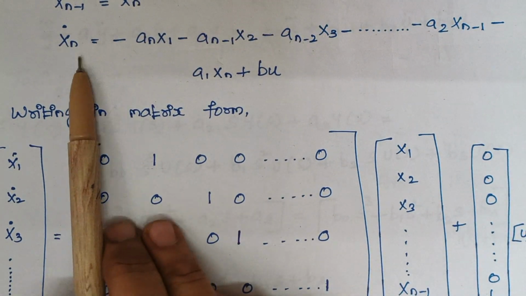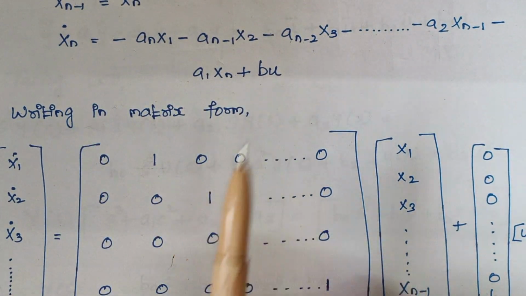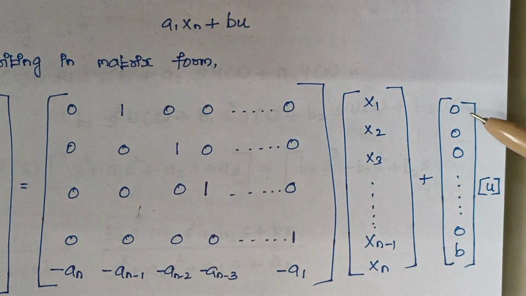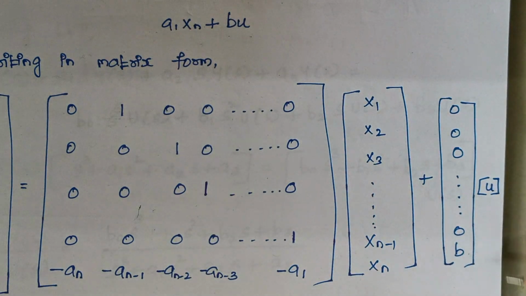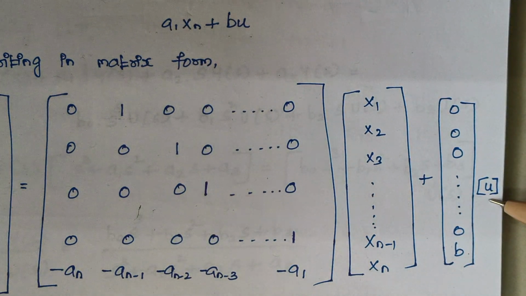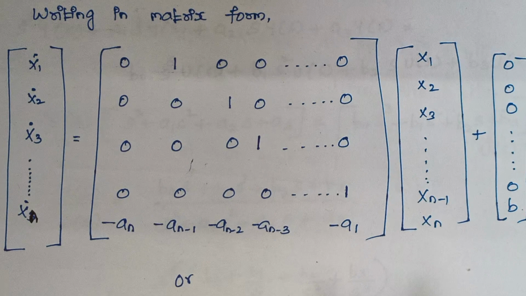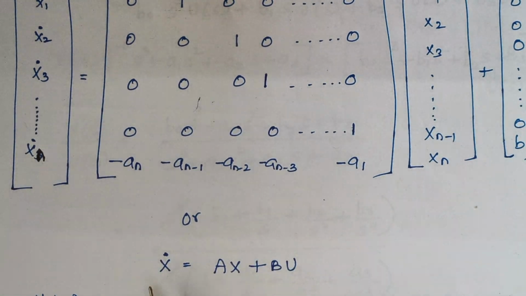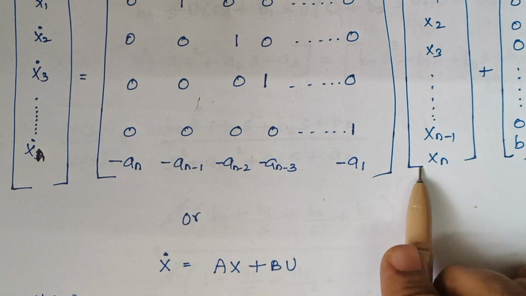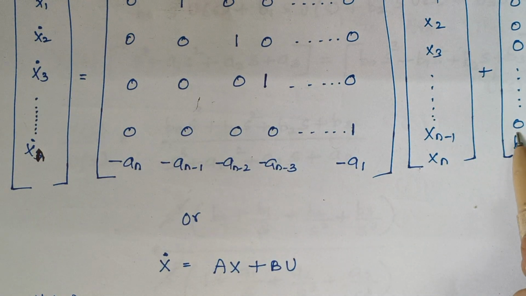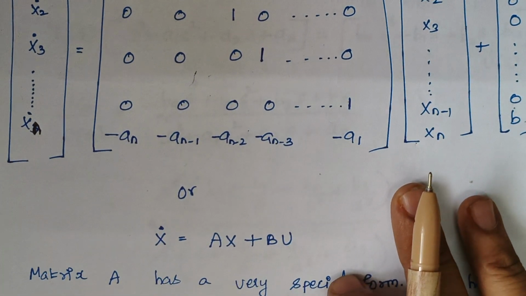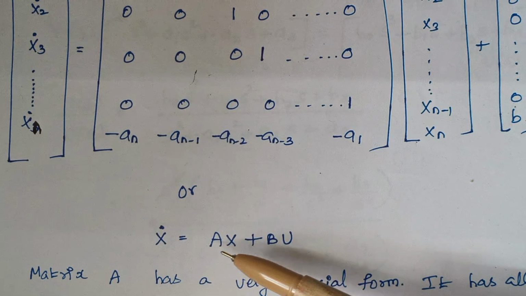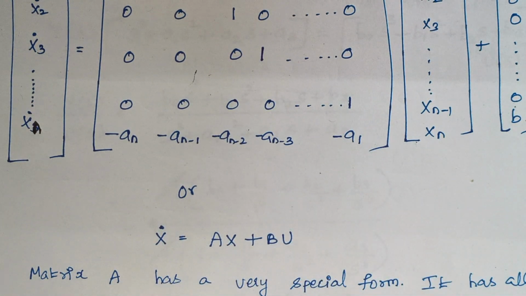In this expression we have the input value, right? So in the rest of the terms everything is 0, and here the coefficient of u is b. So here it is b, which is multiplied by this u matrix, right? So generally we can write this expression as x dot is equal to Ax. This is your A matrix, this is your x, plus this is your B matrix, which is multiplied by the u here. So generally it is written as x dot is equal to Ax plus Bu, right?